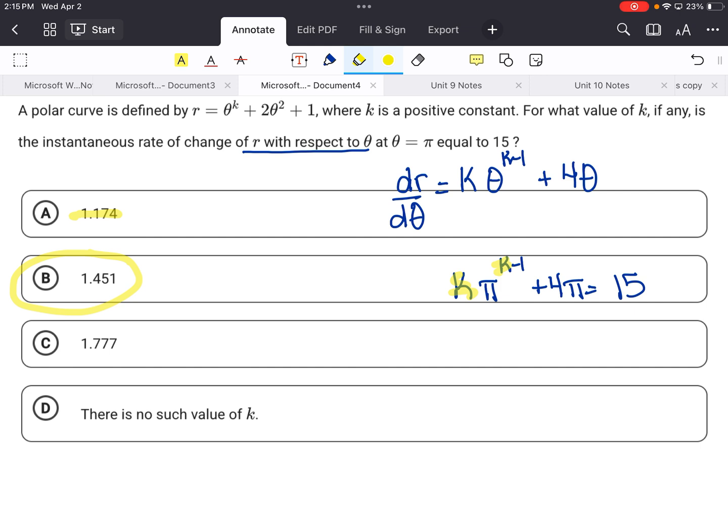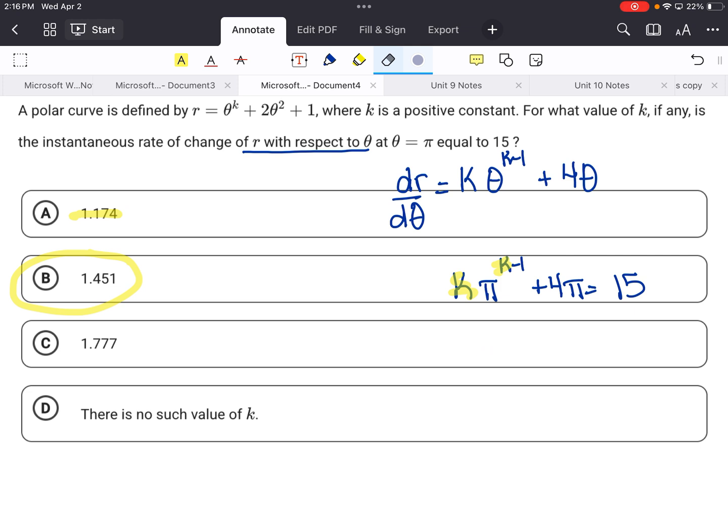But I could type in 1.174, pi to the 1.174 minus 1 plus 4 pi, and see if it equaled 15. And it does not. So then 1.451, pi to the 1.451 minus 1 power plus 4 pi, that does equal 15. There's your answer. So you had to do the derivative yourself.